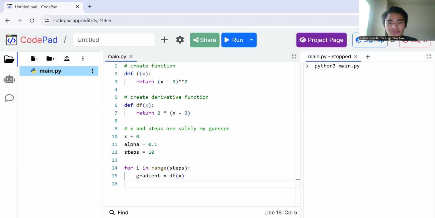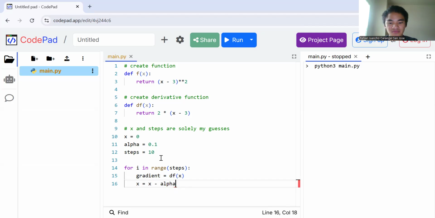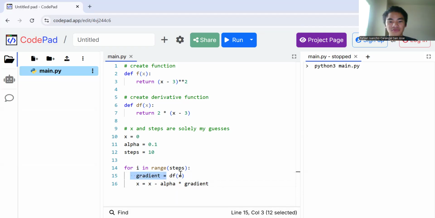Okay, so we get that gradient, we get a new x value, right? So this is x is equal to x minus alpha times that gradient. Or actually what we could have done, let's just do this df of x.